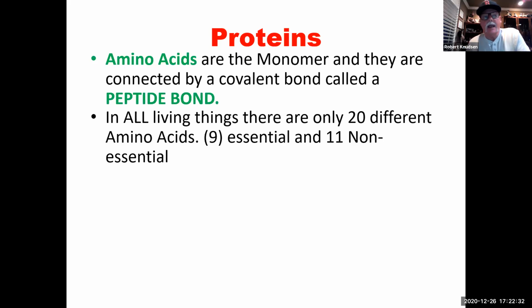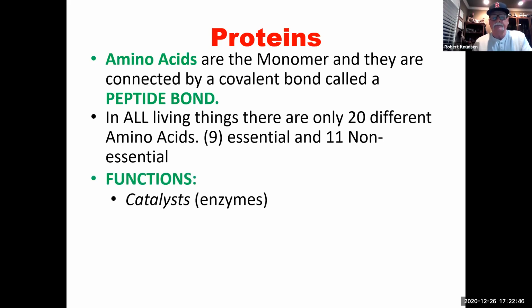So if you go down and eat a hamburger, pork, or chicken, you're going to get all 20 amino acids because they're found in proteins. They're the proteins found in the meat, the muscle functions. What are proteins used for? Catalysts. Okay, and I put in parentheses enzymes.